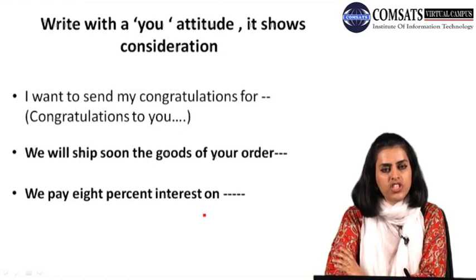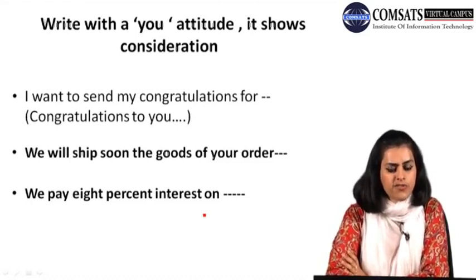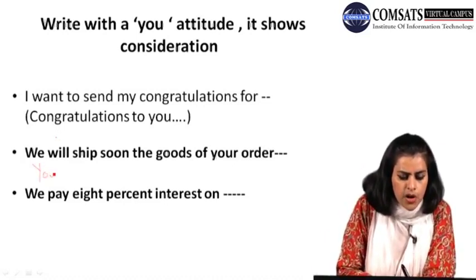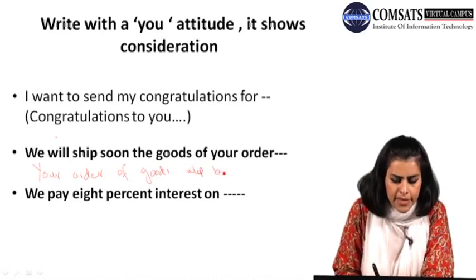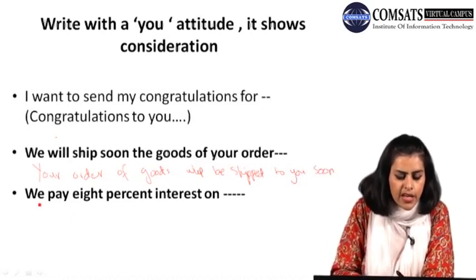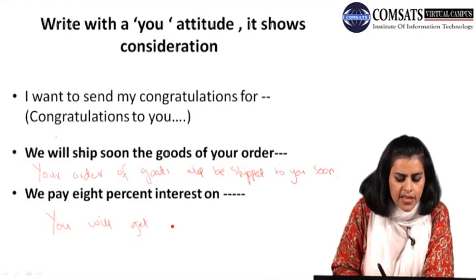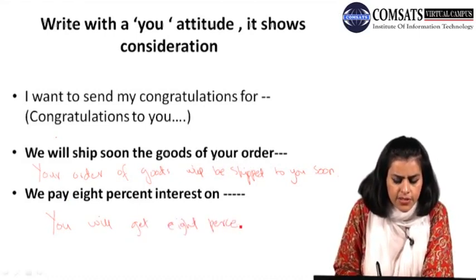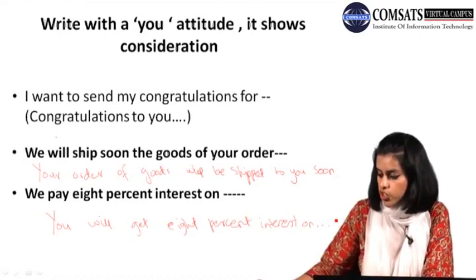Write with the you attitude, it shows consideration. Instead of writing I want to send my congratulations for, write it with the you approach: you are congratulated, or congratulations to you. The second example: we will ship soon the goods of your order. Instead of saying that, say your order of goods will be shipped to you soon. That's the right way of saying it. We pay 8% interest on. Instead of saying that, you can say you will get 8% interest on. This is how you write with the you approach.